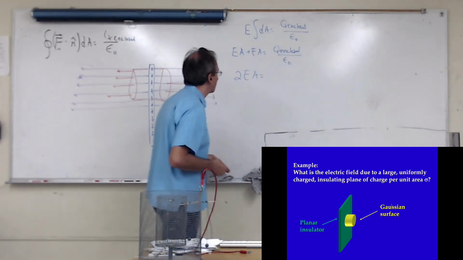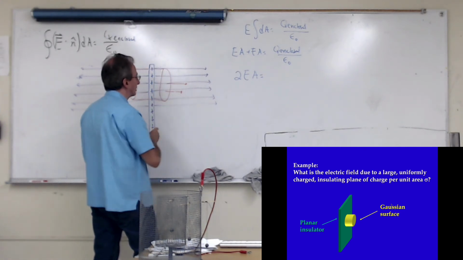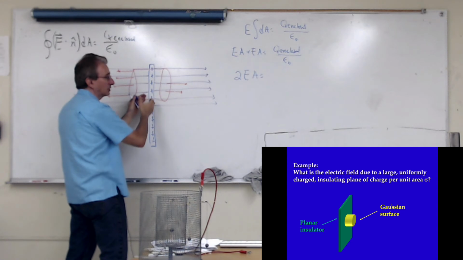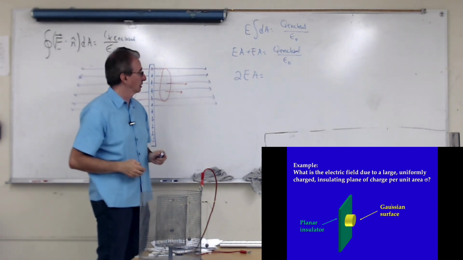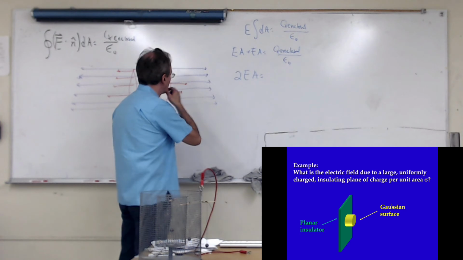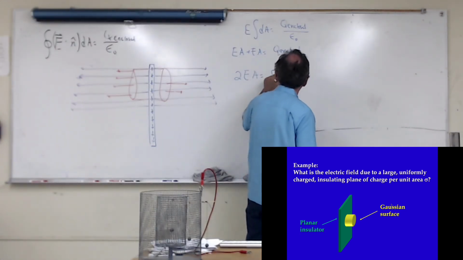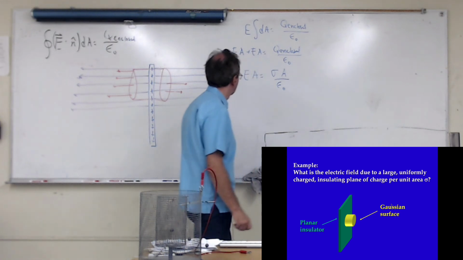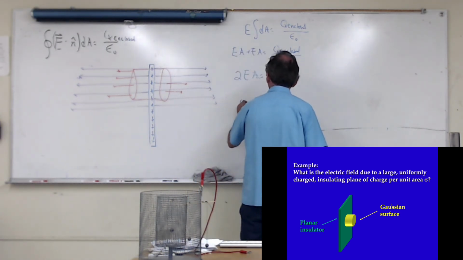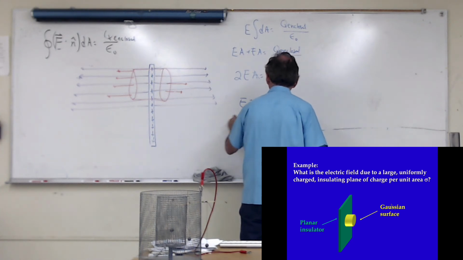What's Q enclosed? Well, Q enclosed is whatever charge is enclosed inside my cylinder. This cylinder doesn't have to be infinitely long. The cross section has to be infinitely large. This can be short, and a lot of times it's called a pillbox. In the old days, that's what we would call it. The charge enclosed is going to be the charge density sigma times the area. The areas cancel. Those infinities cancel. Nice. And so E ends up being sigma over 2 epsilon naught.